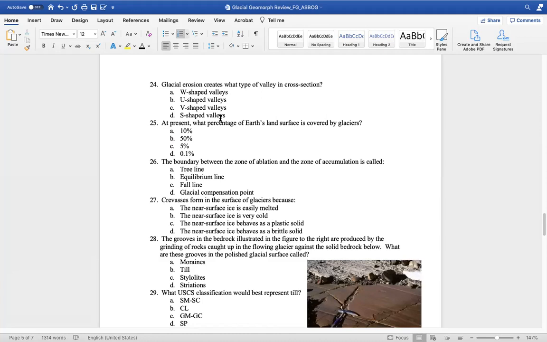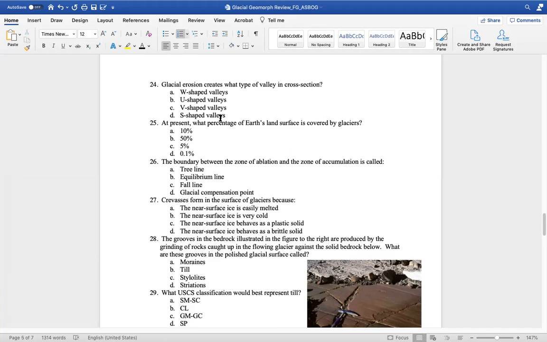What really starts to be impactful is what types of material are being dragged along at the bottom of a glacier. That depends on what it plucks or quarries out and drags along, and also on the bedrock surface that's being eroded. If it's very uniform, or has a lot of different compositions throughout, you'll see some variation in erosional features.